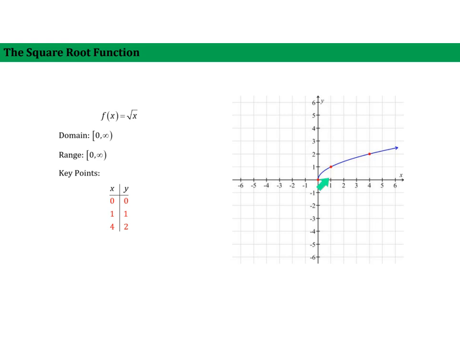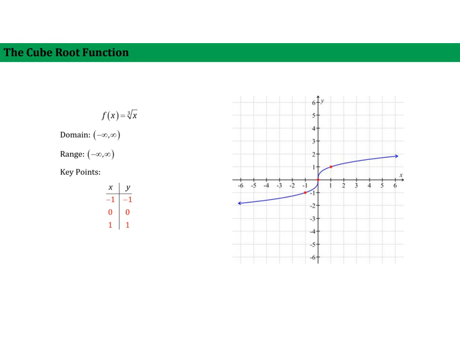The square root function is almost like our square function turned on its side, but it's only half of it. So we have this arch pointing, and you'll notice that I've chosen guide points that are nice perfect squares, okay? So the square root of 0 is 0, the square root of 1 is 1, and the square root of 4 is 2.